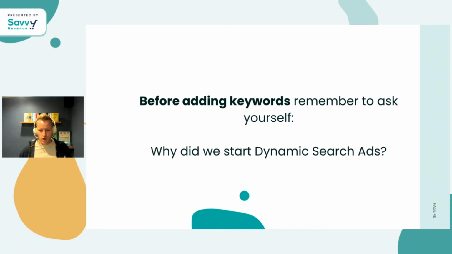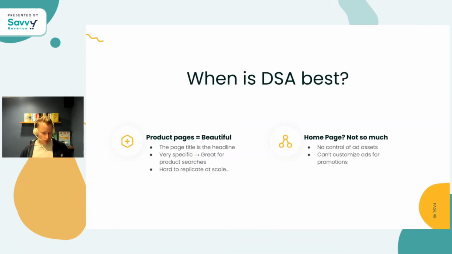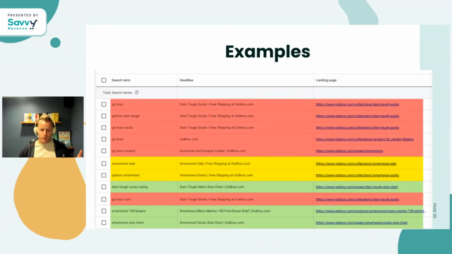Yeah, new keywords. One thing I want to talk about before you're adding new keywords from dynamic search ads. Why is it we launched dynamic search ads? Dynamic search ads is amazing for deep linking. So like we talked about before, it uses the headline from the title tag on the page. So it can usually show very specific keywords. So in this case, let's go down to darn tough sock sizing. It's linking to darn tough men's size chart. Awesome. That's pretty good. That's pretty cool. That's exactly what it's supposed to be.